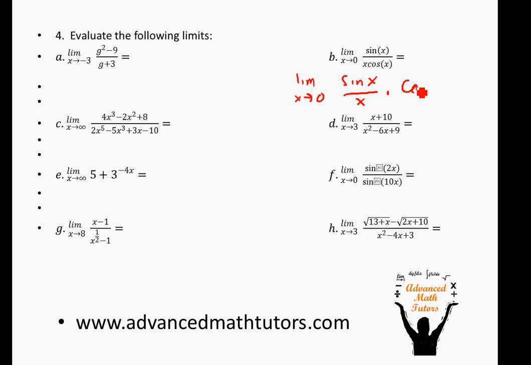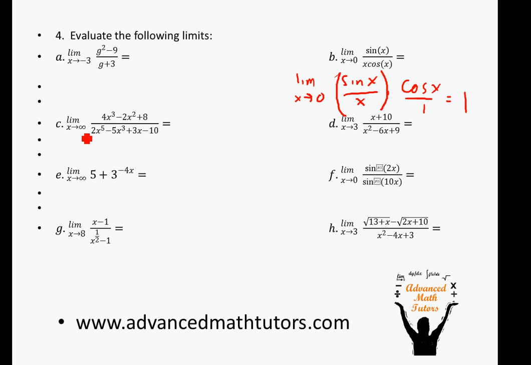And we're going to multiply that by cosine x over 1 equals. Now, this fraction right here, as x goes to 0, sine x over x turns into 1. And this fraction over here, as x goes to 0, cosine of 0 is 1. So you have 1 times 1, answer is 1.